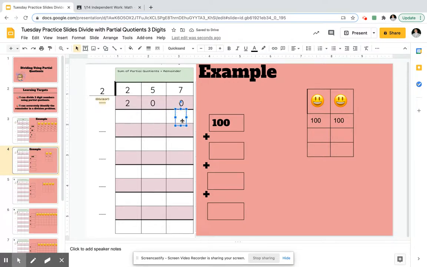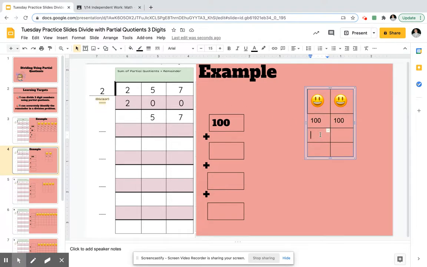Now I'm going to subtract. Bring down my 7, bring down my 5. The 2's cancel out. And I have 57 left. Okay, well, I need to split these 57 amongst my 2 friends. So let's think. Could I give them each 10? Well, if I gave them each 10, I'd only be giving away 20. So yes, I definitely can.